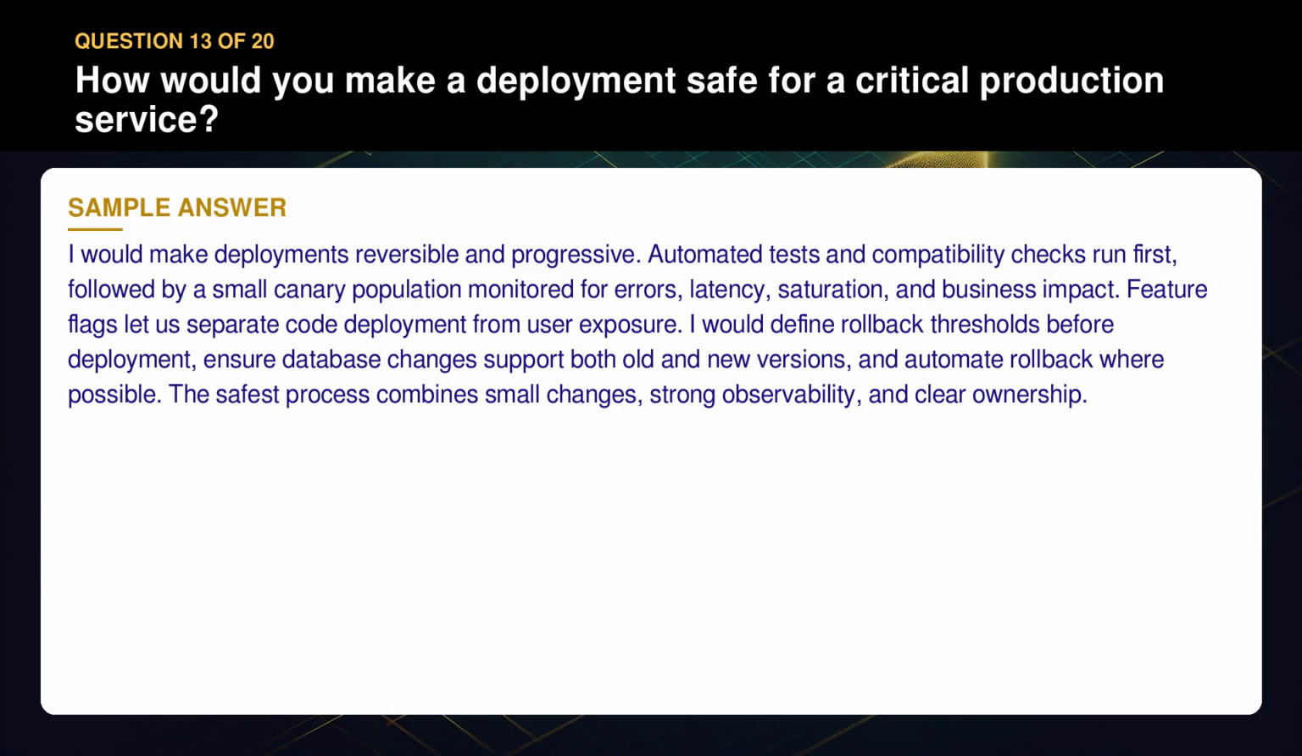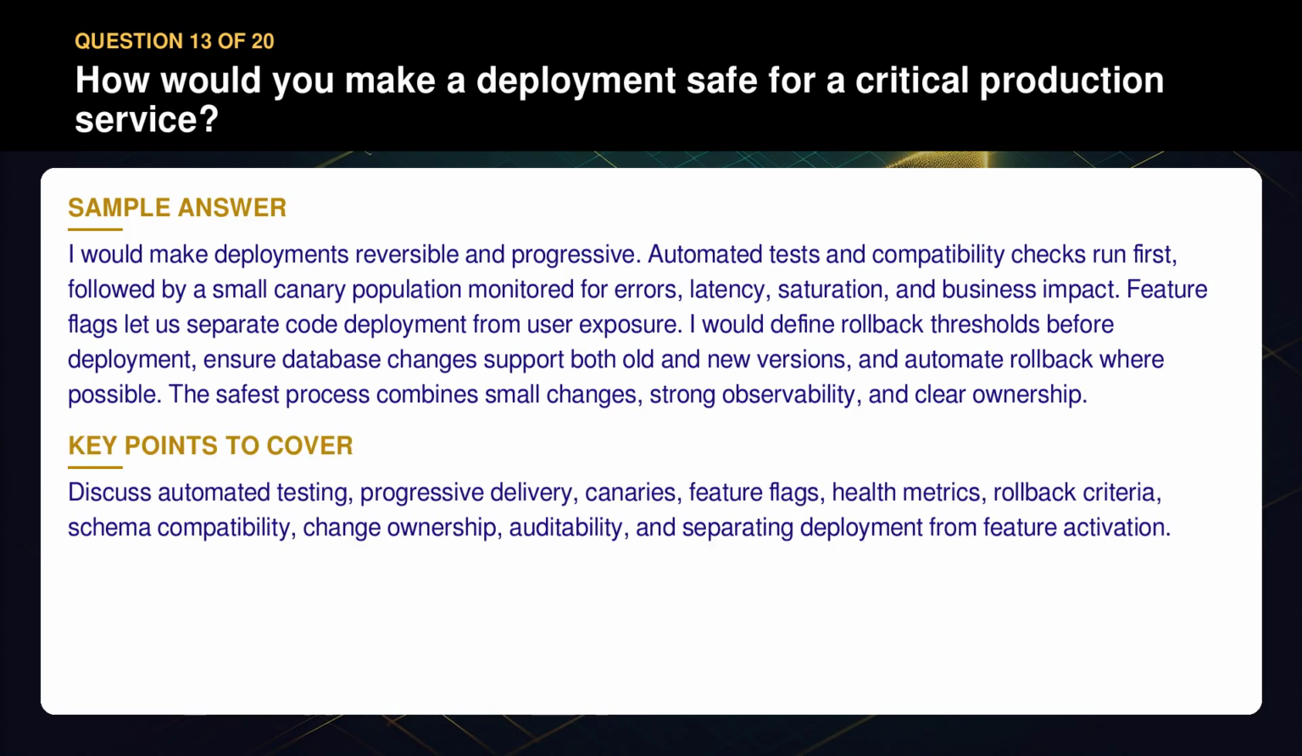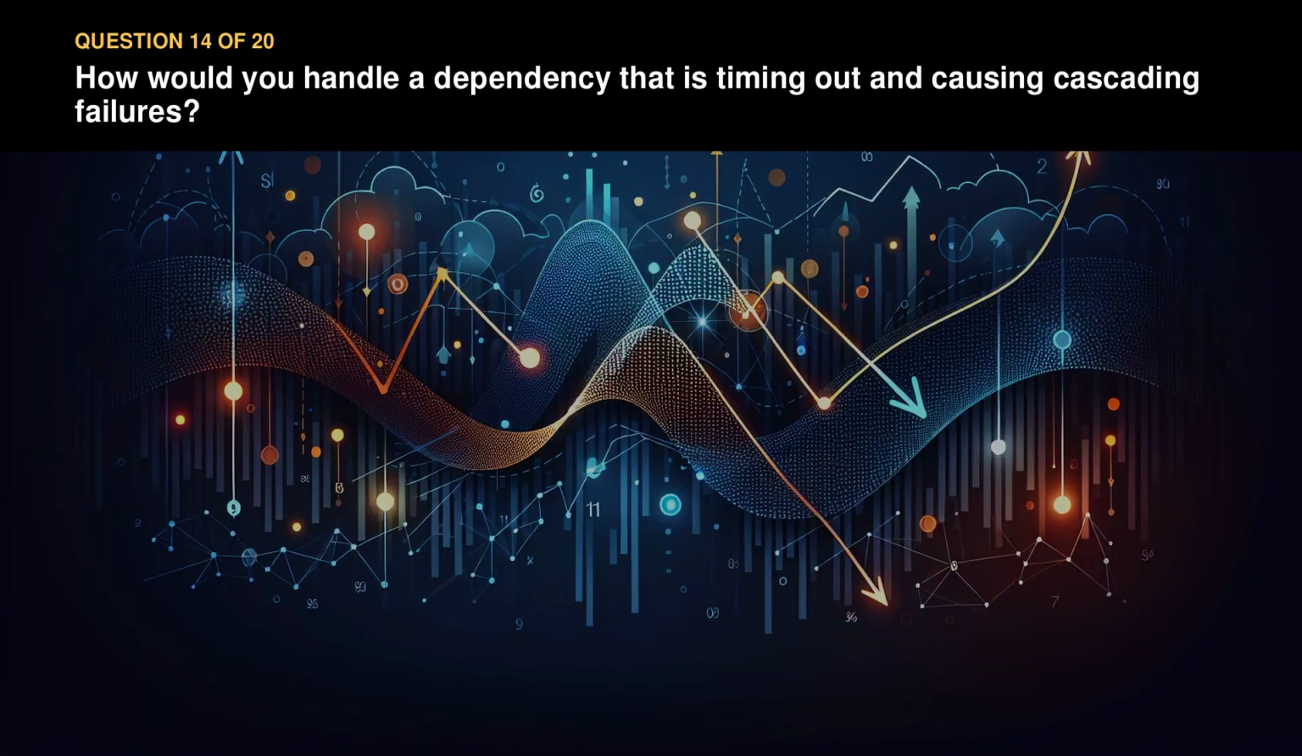I would define rollback thresholds before deployment, ensure database changes support both old and new versions, and automate rollback where possible. The safest process combines small changes, strong observability, and clear ownership. Discuss automated testing, progressive delivery, canaries, feature flags, health metrics, rollback criteria, schema compatibility, change ownership, auditability, and separating deployment from feature activation.